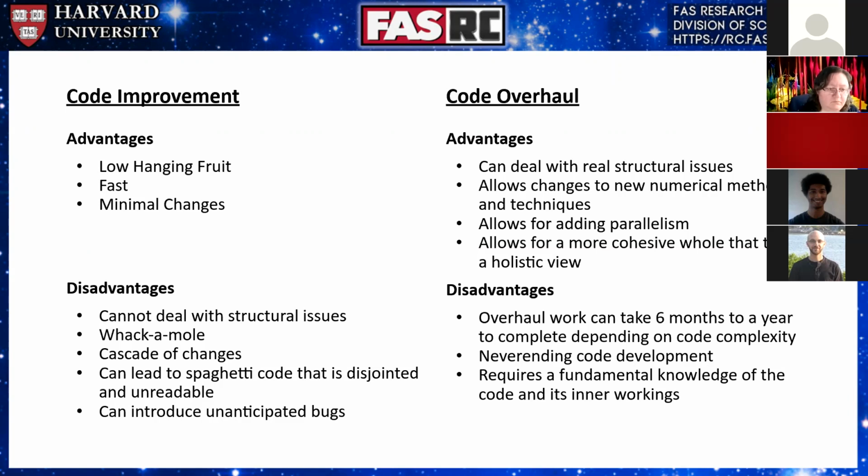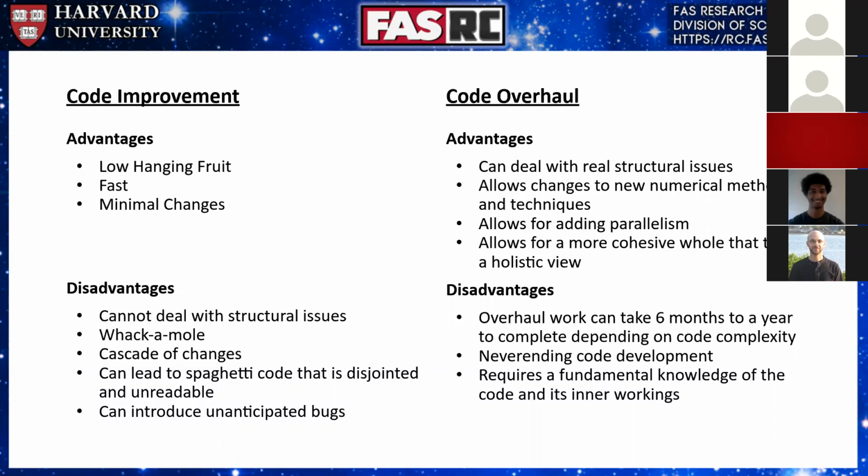If you're doing code improvement, the advantages are that your code, especially if it's old code, may have a ton of low-hanging fruit. You may already have a bunch of stuff that's pretty obvious to optimize, and you say, oh, I can just do this and be good. It's fast. It may take you maybe a week to do, and you can find a bunch of things you shouldn't be doing. Let me reorder this, or let me make some tweaks. It also involves minimal changes, so it's the least amount of work.